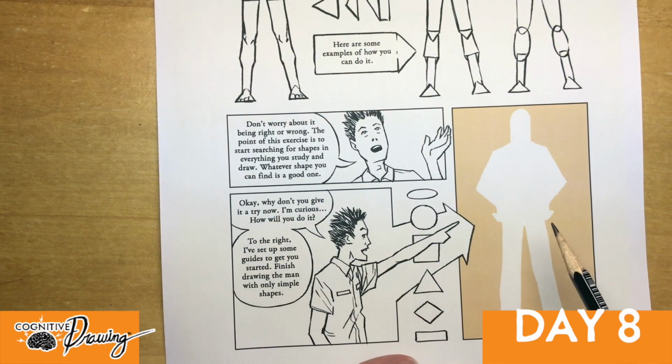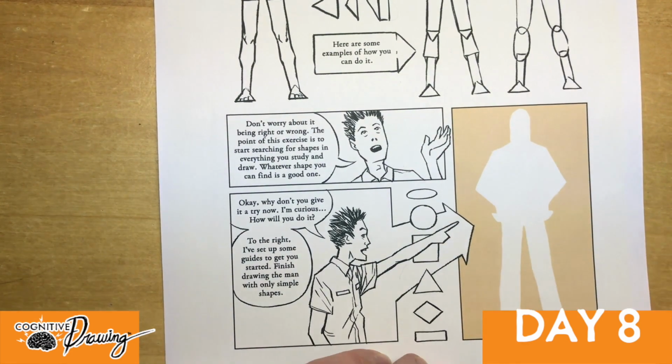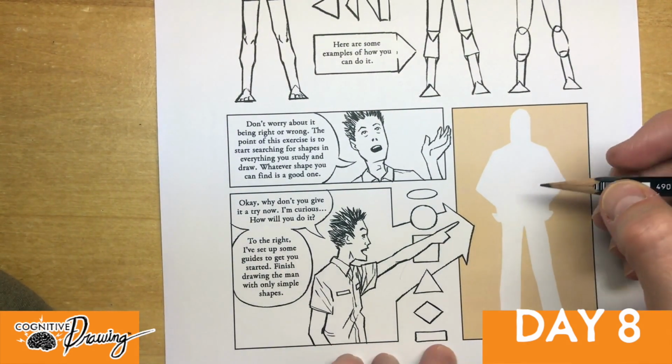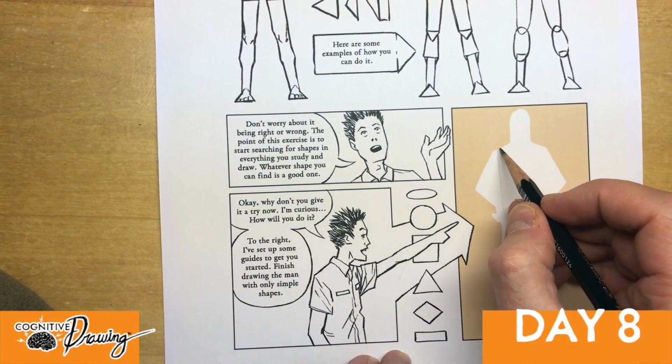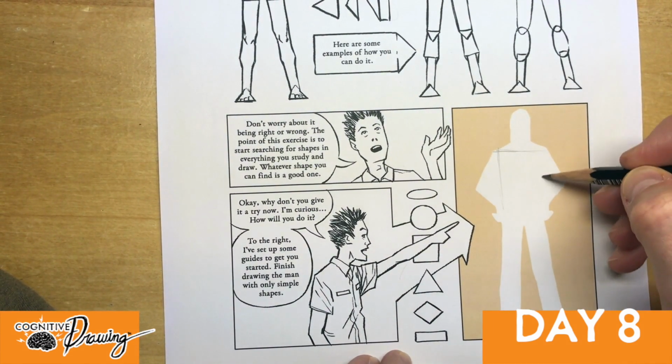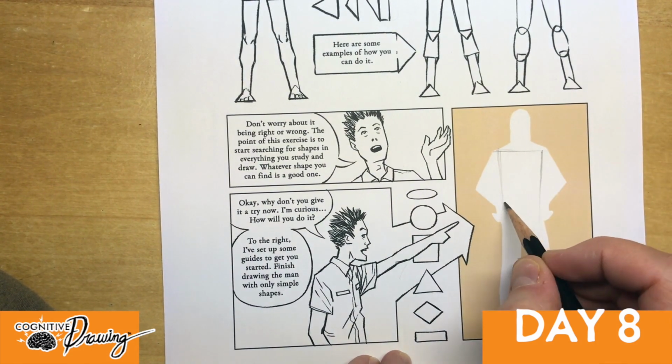Okay, so why don't you give this a try now? I'm curious to see how you will do it. To the right, I've set up some guides to get you started. Finish drawing the man with only shapes. So here's some shape examples. I love the boxy shapes, so that's just what I'm going to go for. We're going to just do some boxes.